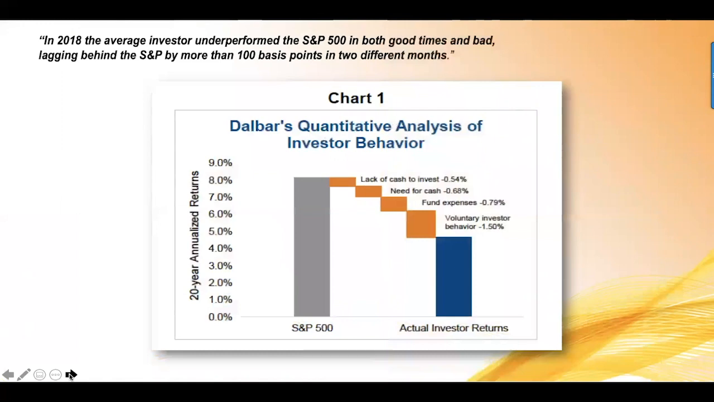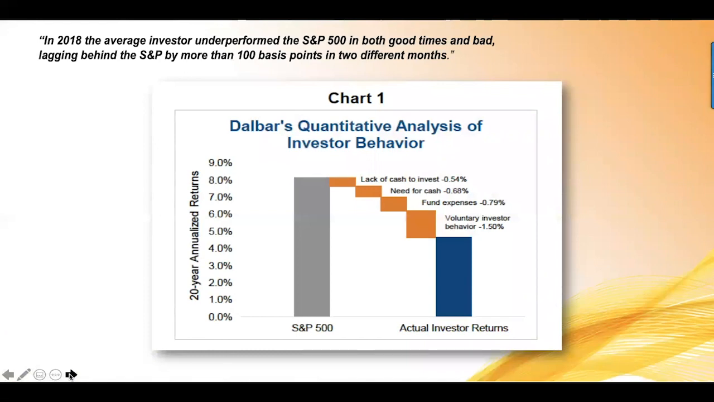Dalbar puts out an analysis every single year. This is looking at last year, 2018. And what Dalbar shows is, how did the average investor stack up against the S&P 500? If you took $100,000 and invested it in the S&P 500 index and just closed your eyes, never looked at how the market did, you'd have a pretty decent return. Over 20-year annualized returns of right around 8%. But if you look at the average investor, they're right at about 4 to 4.5%.